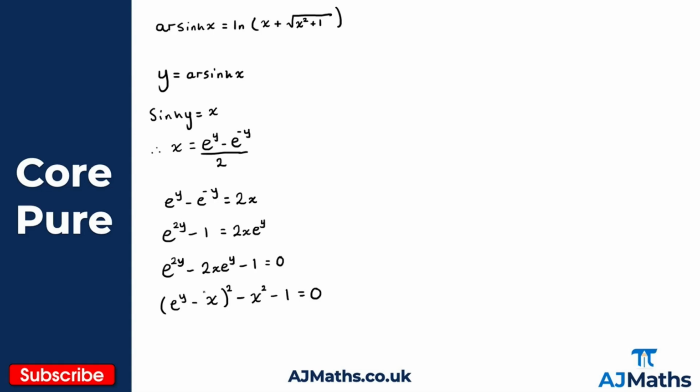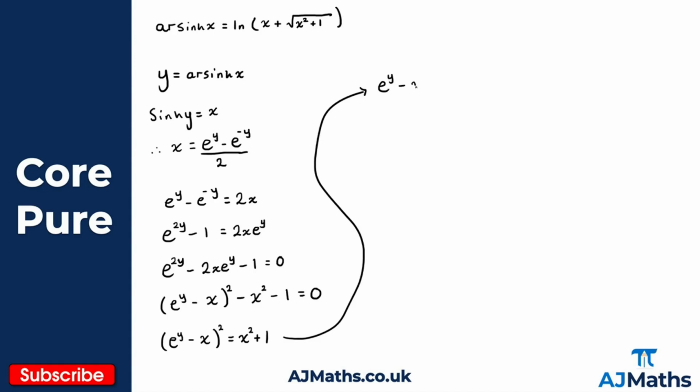And that's all equal to 0. So what I'm going to do here now in this case is take this minus x squared and this minus 1 over to the right hand side. We get e to the y minus x all squared is equal to x squared plus 1 there. Okay. Now clearly I want to get rid of this square here, so we need to square root both sides. So we finish the question up here. I'm going to square root both sides now. On the left hand side we'll just get e to the y minus x. Now on the right hand side here, don't forget we get plus or minus, so plus or minus the square root of x squared plus 1.